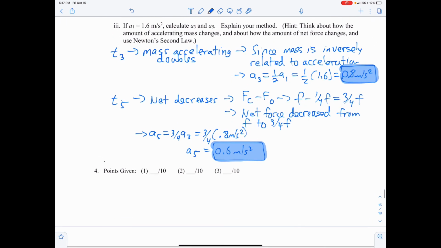This one, part 3 here, is a little tricky. So if you need to pause and rewind to make a little more sense of this, please do so. Thank you.